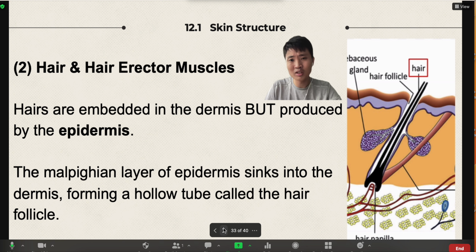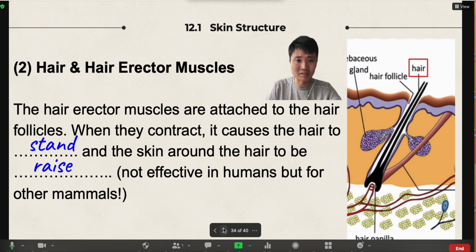There's more information in your textbook, but I won't dwell on details. Most importantly, can you see this brown thing here? That's your hair erector muscle. It is attached to the hair follicle. So when these muscles contract, do not confuse this muscle with the one in the arteriole. It's a different muscle.